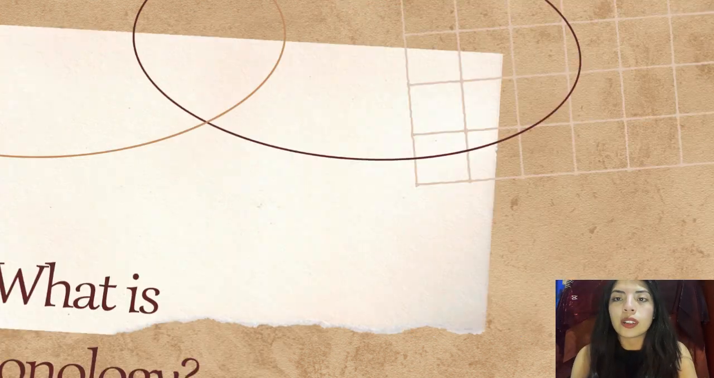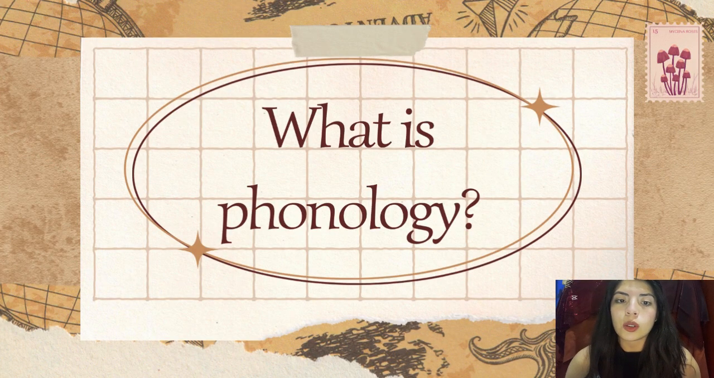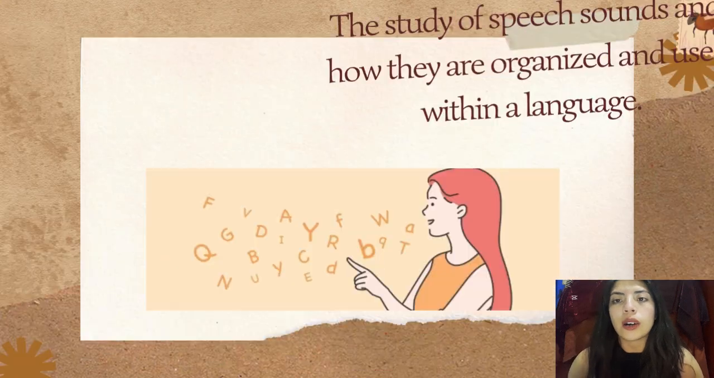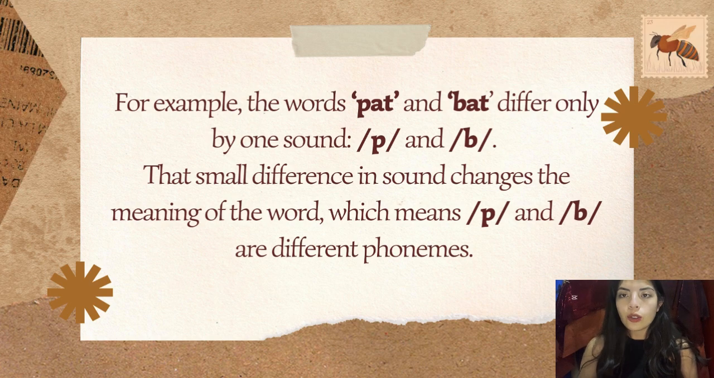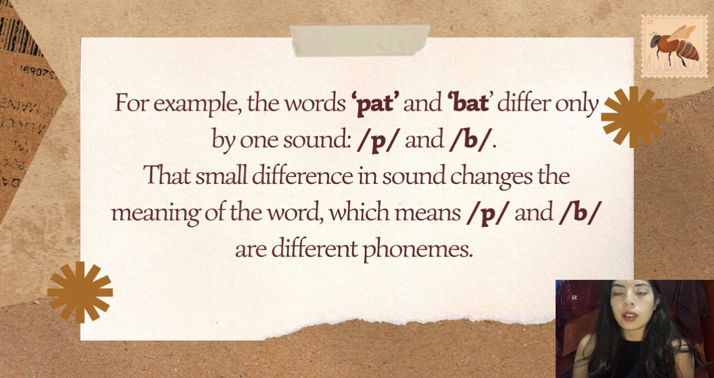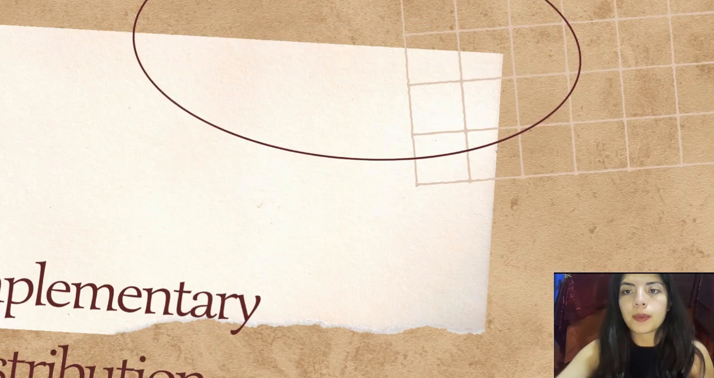Now, what is phonology? Phonology is the study of speech sounds and how they are organized and used within a language. For example, the words pat and bat differ by only one sound, P and B. The small difference in sound changes the meaning of the word, which means P and B are different phonemes. Phonology helps us understand those differences.